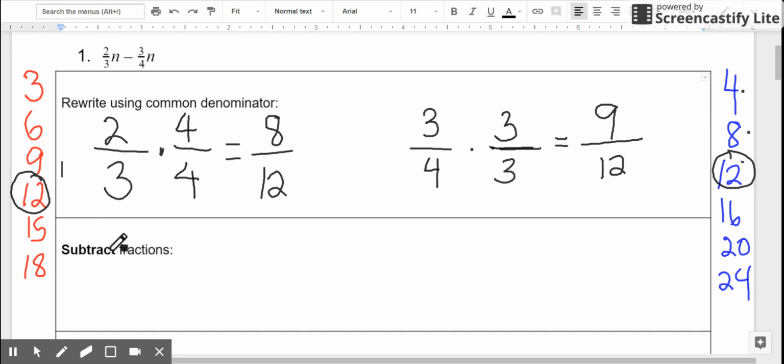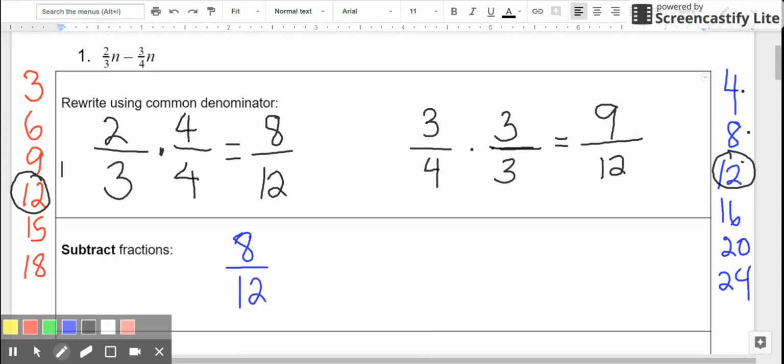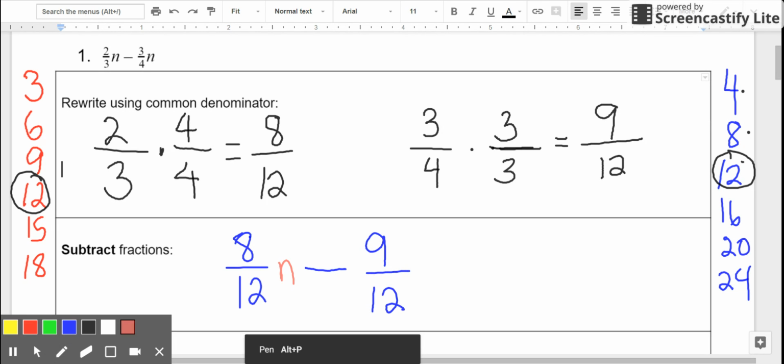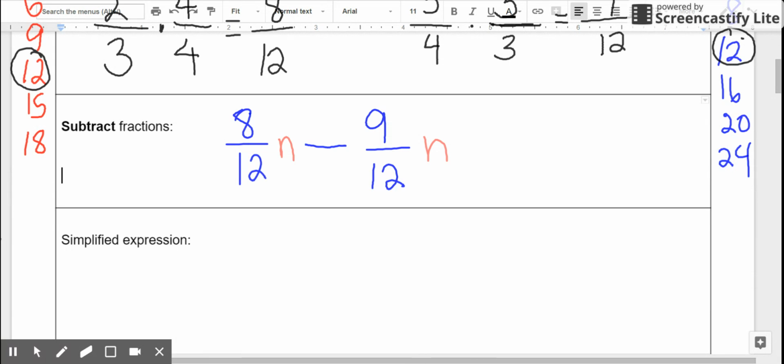The next step is I need to subtract my fractions. I know that I'm subtracting because I was given a subtraction sign to begin with. So my fractions, I'm taking 8/12, and I'm really taking 8/12 of n, and I'm subtracting 9/12 also of n. I know that 8 minus 9 is negative 1, so 8/12 minus 9/12 is negative 1/12 n.